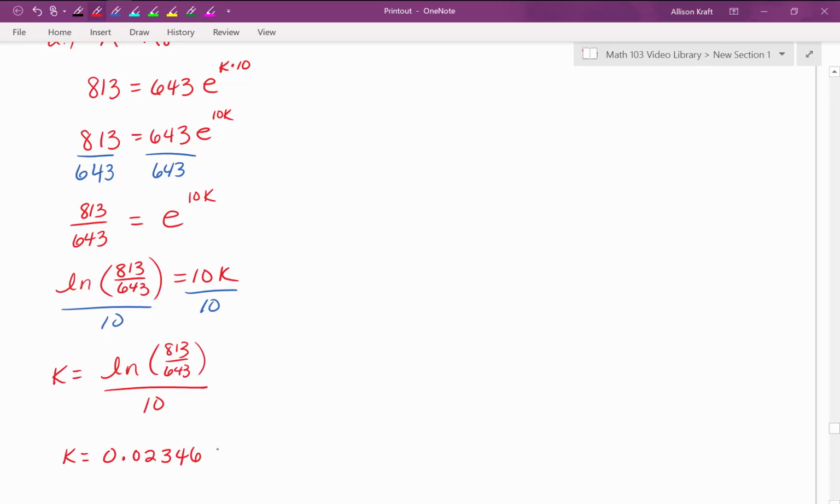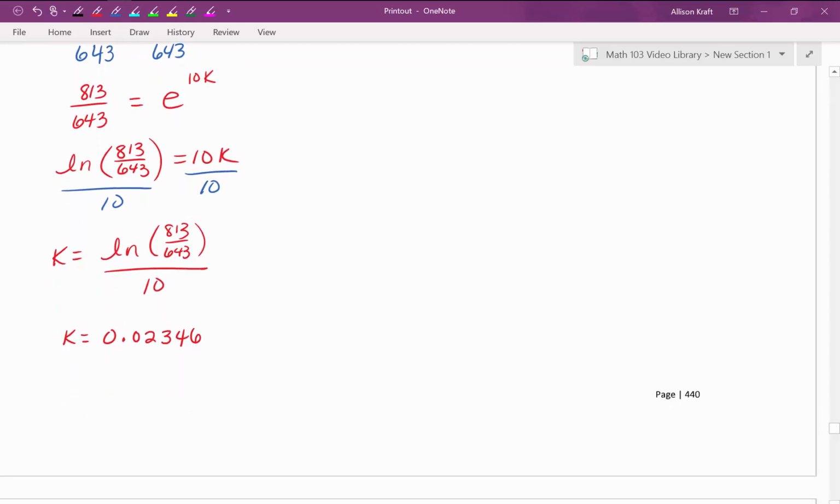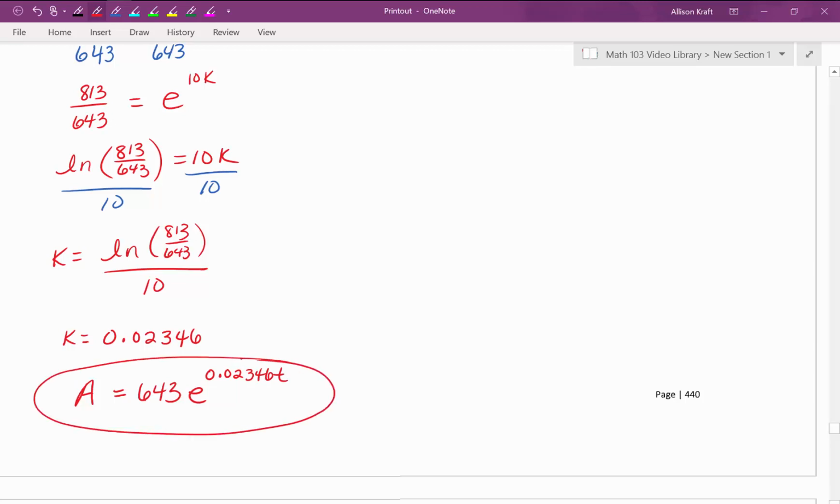And then we will rewrite our equation by plugging k and A sub 0 into our exponential growth model. That gives us the function A equals 643 times e to the 0.02346t power. This is the function that we'll use to answer the question posed in part B.